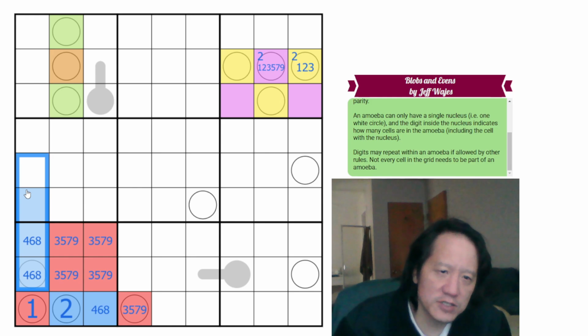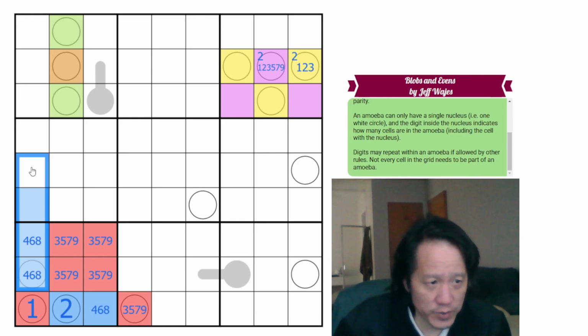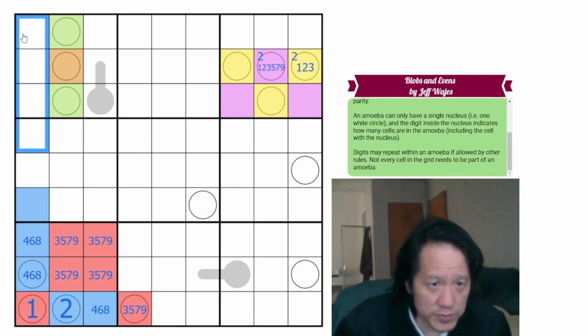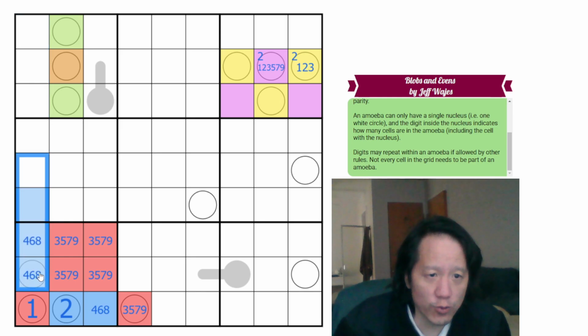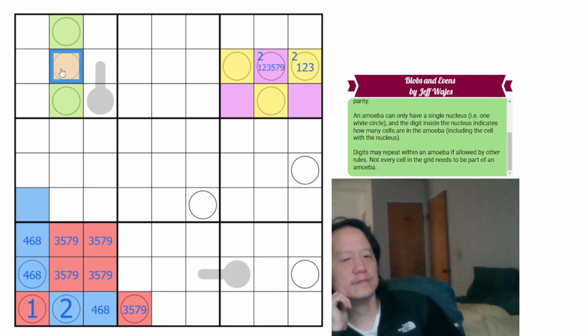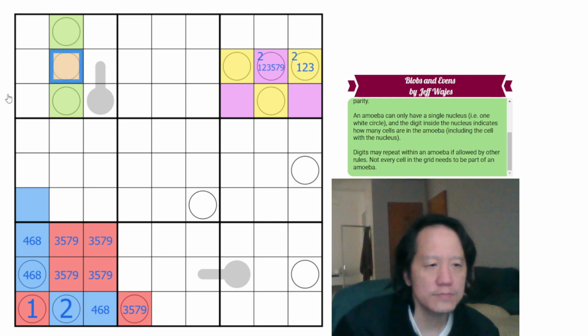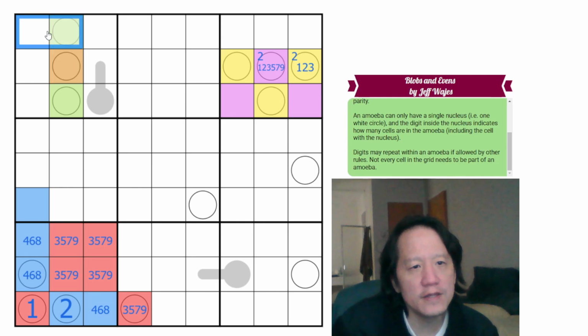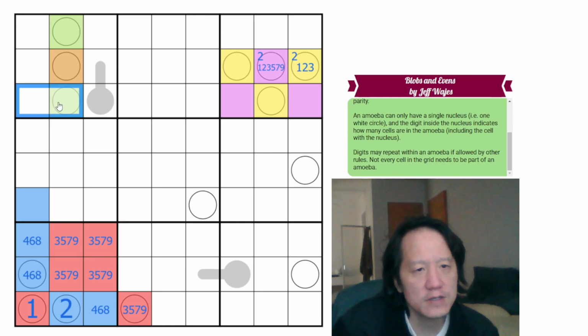Oh, is that possible? Say this was 4 all this way, right? Then these would all be odd because we have 4 evens already in the column. But if these are all odd, I guess it could go that way and that would be odd. That's fine. Can these ever be odd? Essentially is the question, right? Maybe.